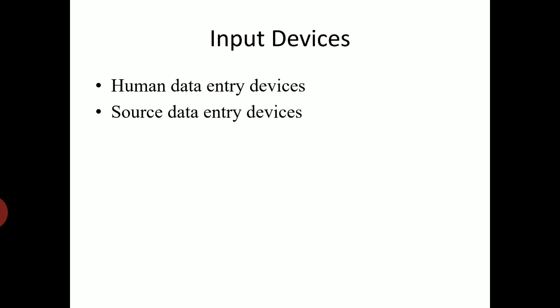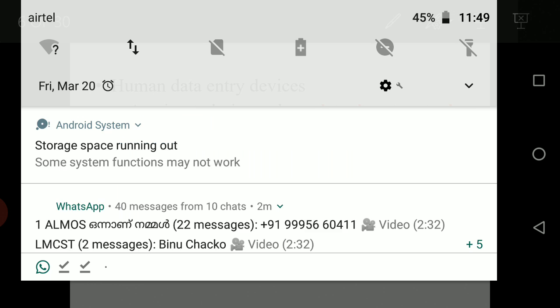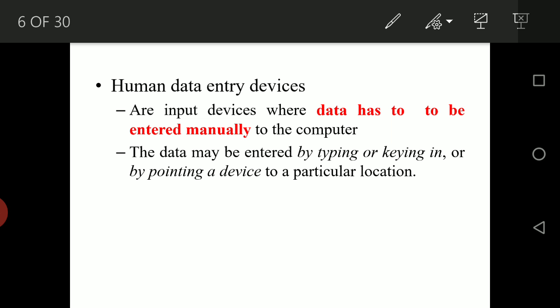As we said, we'll be discussing human data entry devices and source data entry devices. Human data entry devices require interaction between the human and the computer. So there the human will be entering the data. He may be typing the data, or he may be using a pointing device for sending some information, or picking, etc. So all these devices come under human data entry devices.